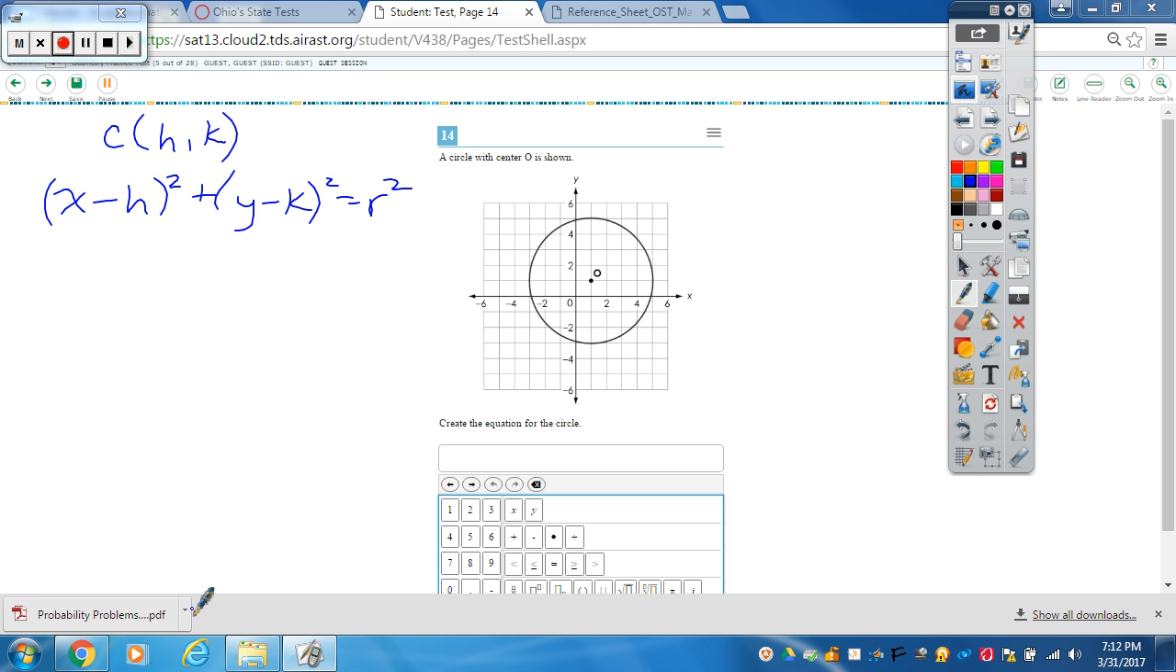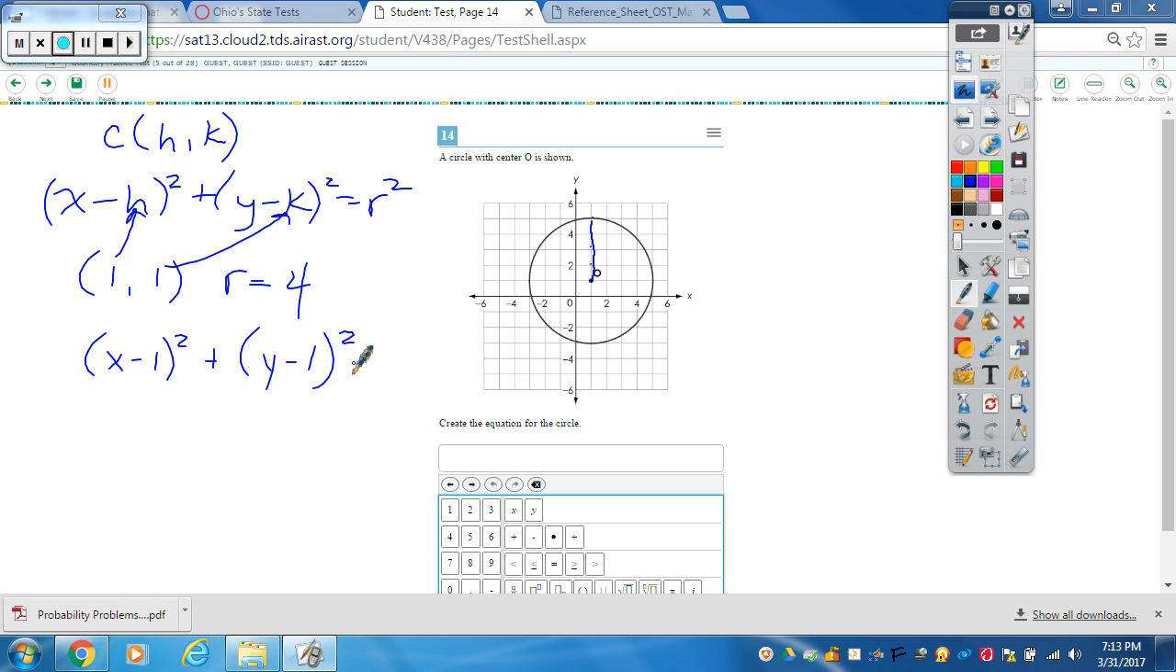So what they're talking about, write the equation for the circle, okay? Well, if I look up here, I know my center is at 1, 1. And my radius, I can go any direction here, 1, 2, 3, 4. Okay, so the radius is 4. So when I plug this in, what I should see is this, x minus 1 squared plus y minus 1 squared is equal to, does it matter how they write it? 4 squared, okay?